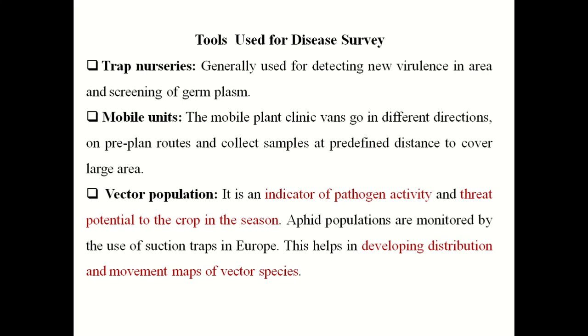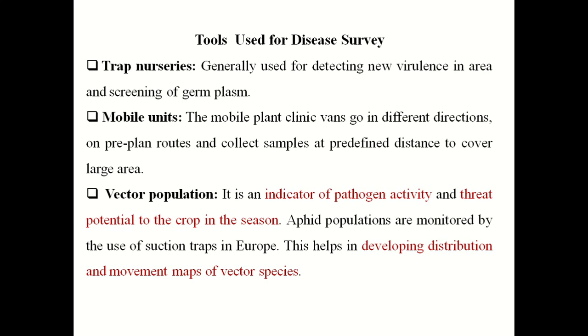Now the different tools that are useful during the survey of the disease. The first is the trap nursery. A trap nursery is generally utilized for detecting new virulent strains of the pathogen entering into the area, or it is also utilized for screening of germplasm against a particular disease. Second, the mobile van. We all know the mobile clinical van that goes to different locations and collects samples. With the help of the mobile van, we can collect a larger number of samples in a limited period of time.